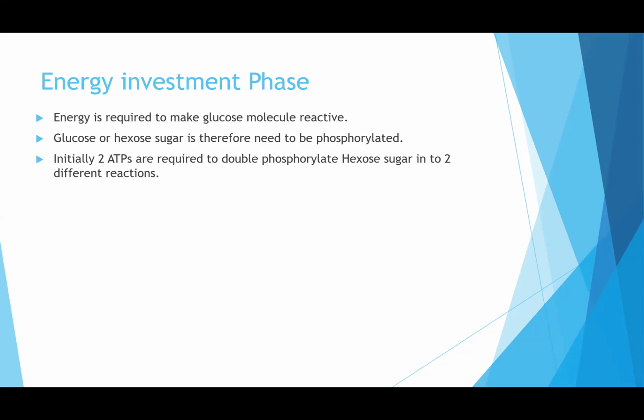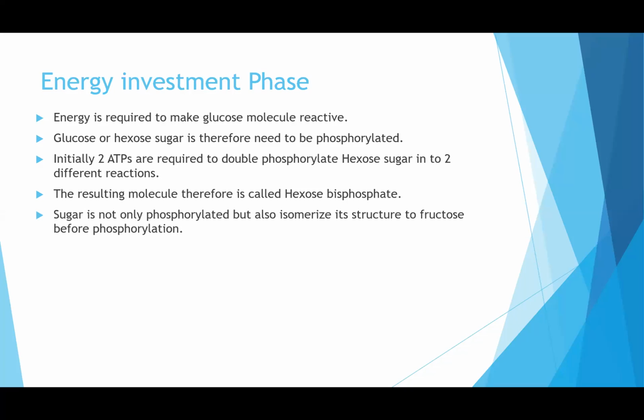So double phosphorylate means 1 phosphate is added to sugar, and then another phosphate is also added to sugar. But in this stage, you have to break 2 ATPs, because 1 phosphate comes from 1 ATP and the other phosphate from the second ATP. The resulting molecule is called hexose bisphosphate. Bisphosphate means diphosphate: hexose means sugar, glucose, and bisphosphate means 2 phosphate groups. So you have added 2 phosphate groups on the hexose sugar to make it reactive. This is the most important thing in the energy investment phase, that you add 2 phosphate groups on the sugar molecule. Therefore, 2 ATP molecules have been invested.